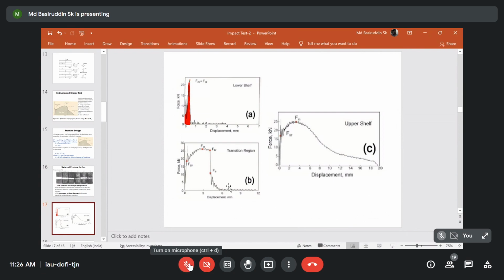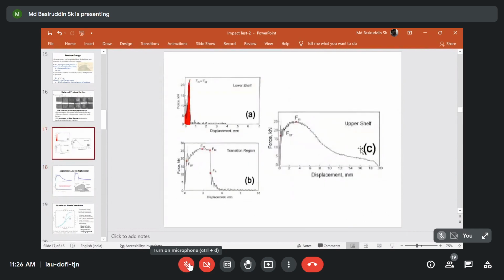Okay, at the intermediate temperature region. At a very high temperature region, you will find that the yield load will be there, the maximum load will be there, the fracture load will be there. And then a significant amount of propagation energy will also be there. That means the zone of brittle fracture will gradually reduce if you increase the temperature.